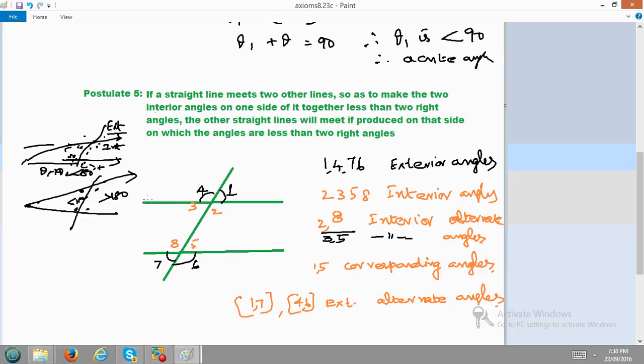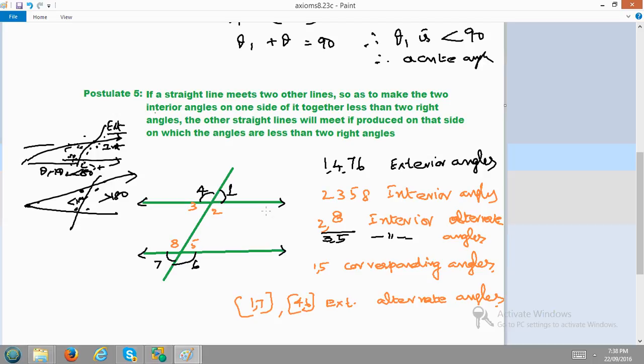When these two lines are marked parallel to each other and the third line cuts them, in this case the sum is not less than 180. Here also it is not less. It is equal to 180, which means it's parallel.